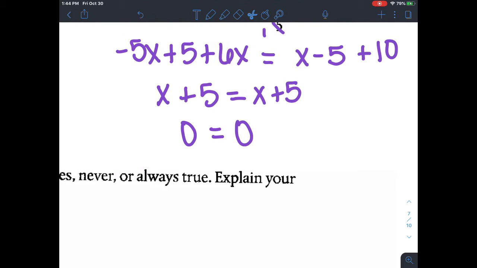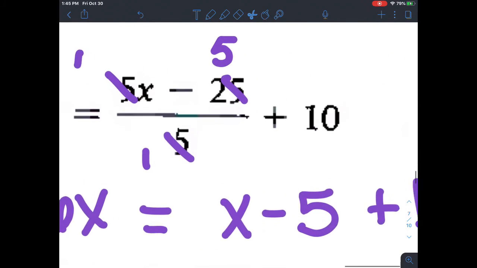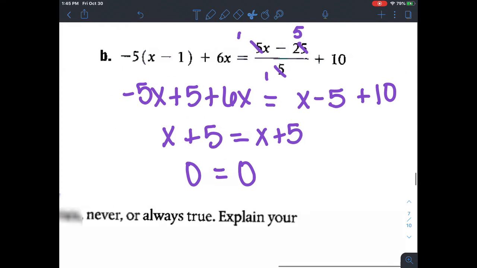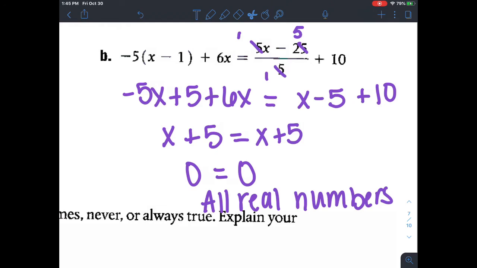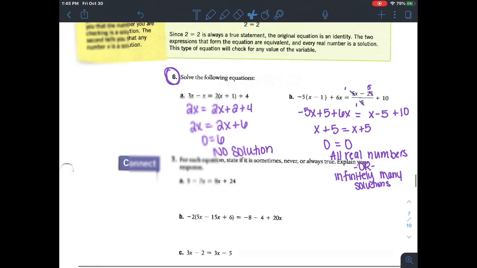So if I were to graph these two equations, so if I graphed this, and then I also graphed this, it would be the same line right on top of each other. So we say for this that it's all real numbers, or you can also describe it as infinitely many solutions. So you will need this for the formative or the summative or the cumulative exam review.